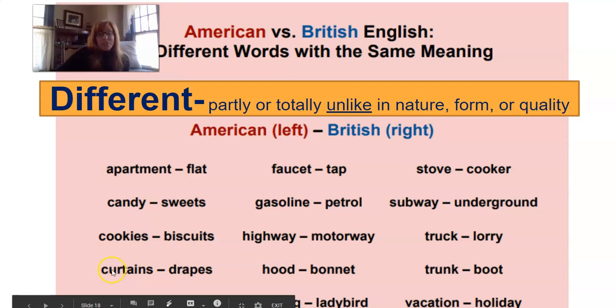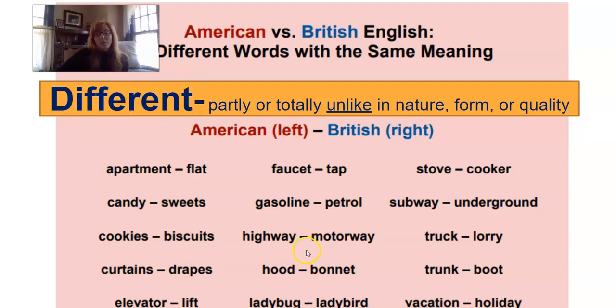All right, curtains are called drapes. An elevator is called a lift. A faucet would be called a tap. Okay, same words, but they are different. See how they mean the same, a faucet, but it's different. You'd call it a tap.